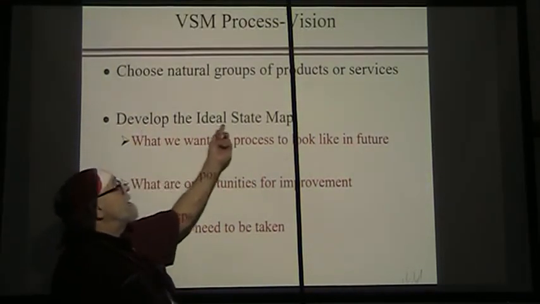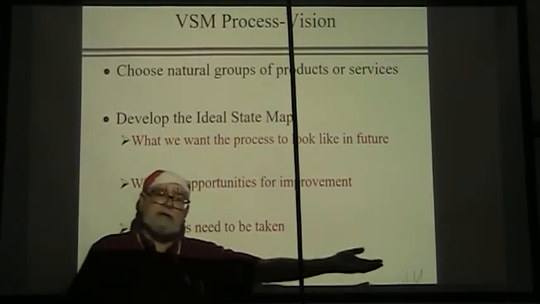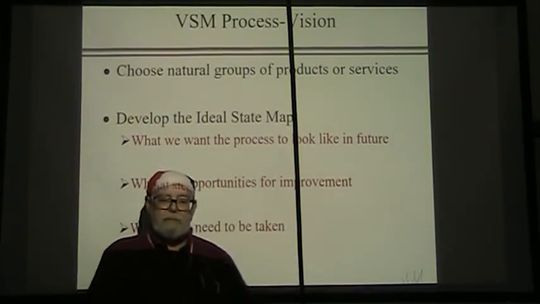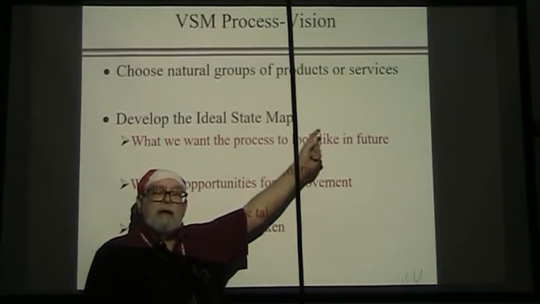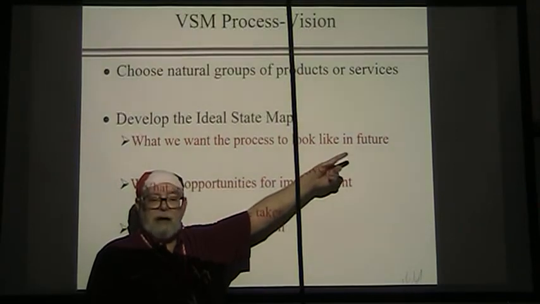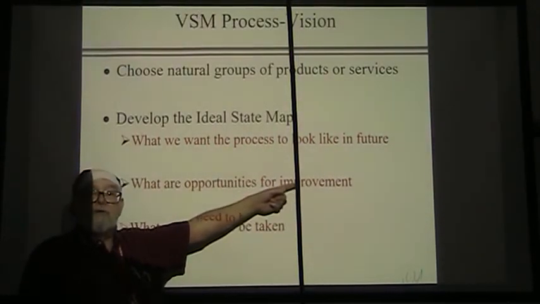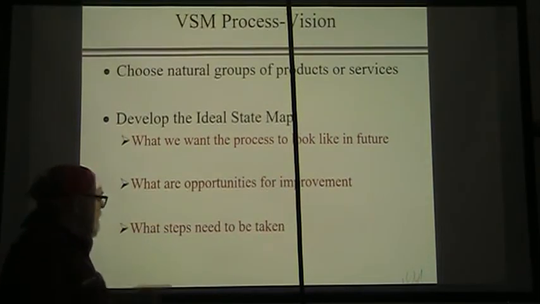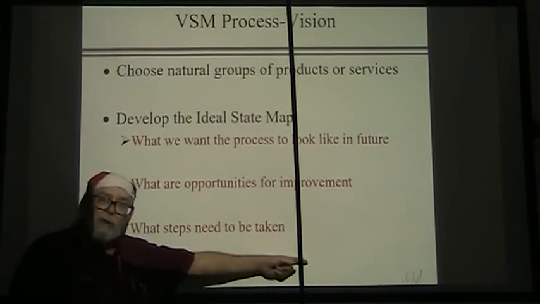We want to develop our ideal state map. So we've got a current conditions map. What would we like this process to look like way in the future when we're done? What are our opportunities for improvement? What steps get us from where we are to where we want to be?